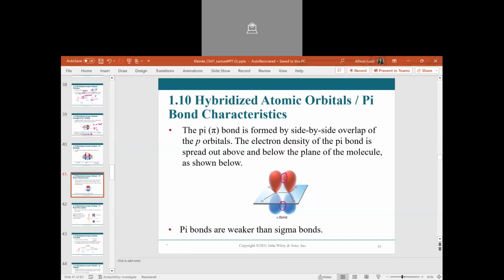And it's good to note that they are weaker than sigma bonds. So when we get to, again, enthalpy changes and breaking bonds and forming bonds and calculations like that, we'll reference that again.